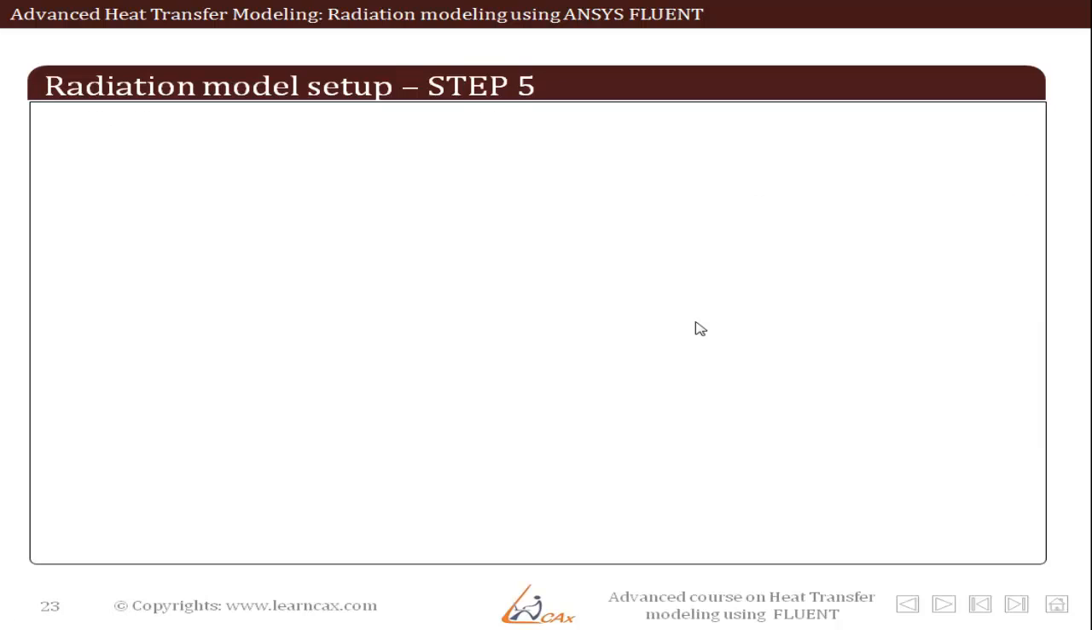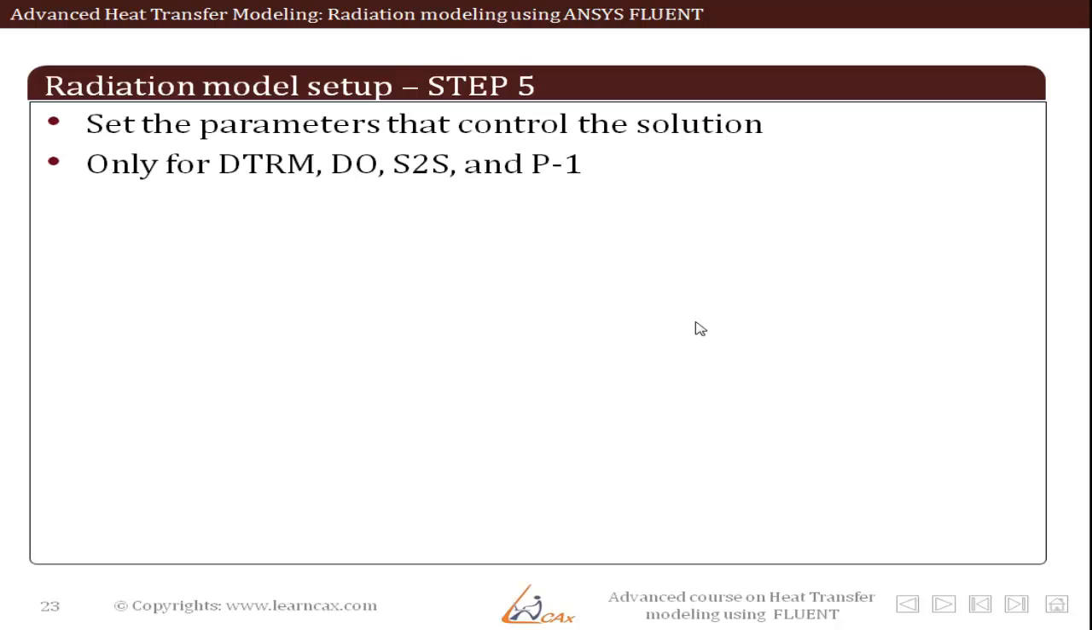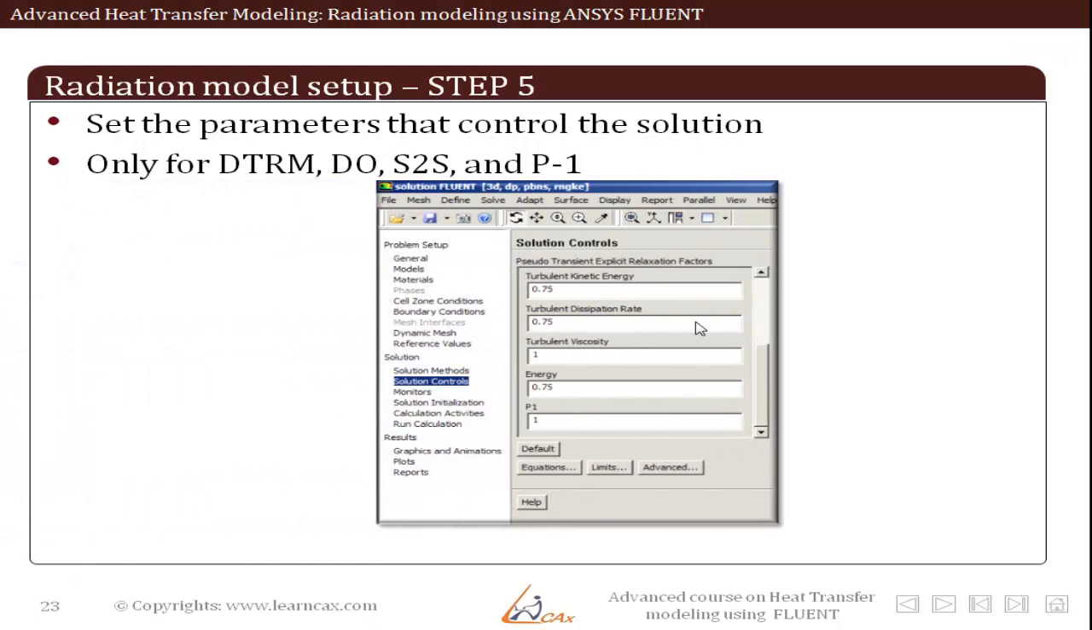Next are the solver parameters. These include under relaxation factors for radiation equations, similar to the momentum and energy equations. This is only required for the DTRM, DO, S2S and P1 models. For setting the under relaxation factor, we go to solution, solver control, and then we set for that particular radiation model, similar to the energy equation, an under relaxation factor.